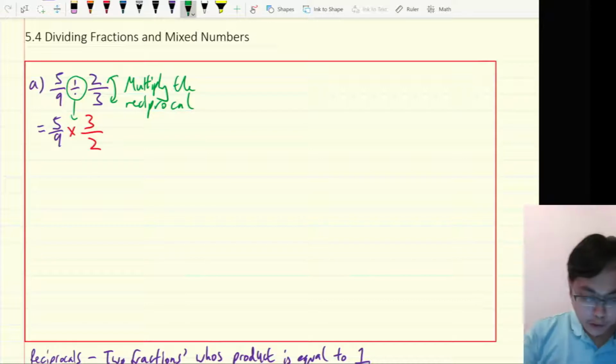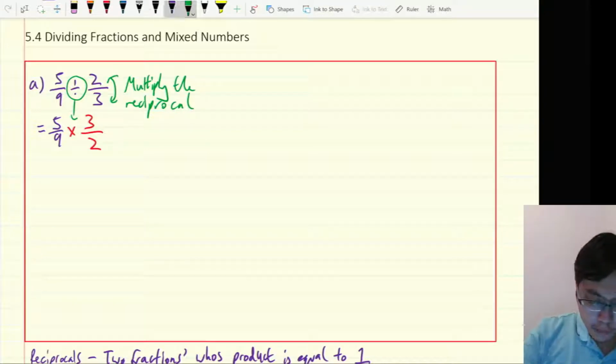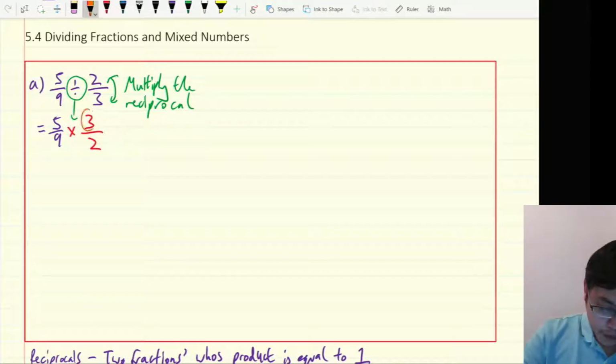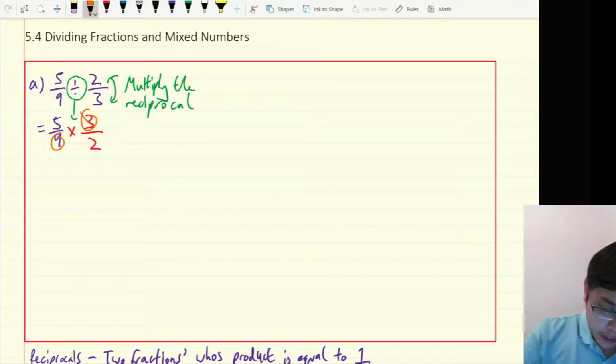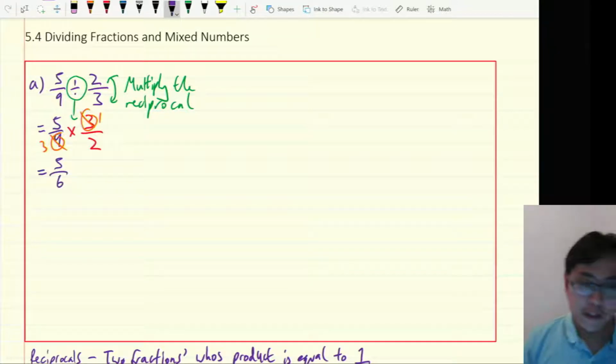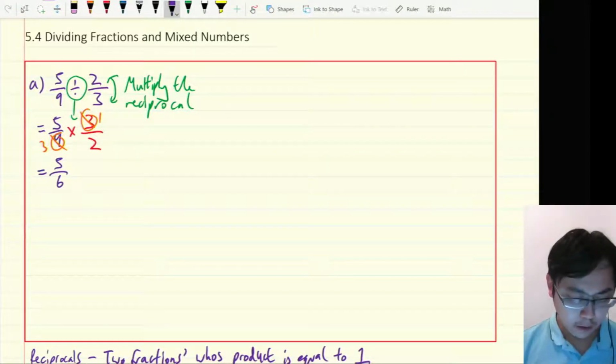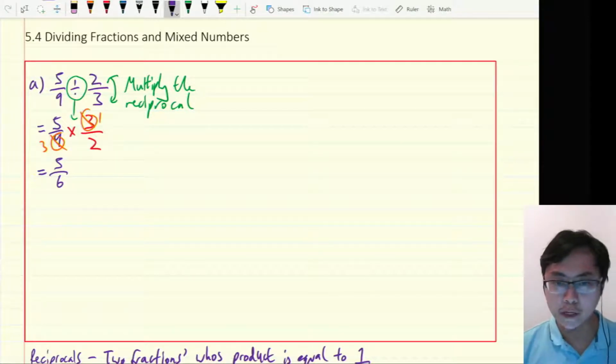Okay, so now that we have done this, there's a little bit of simplifying that we could do. 3 and the 9 both are multiples of 3, and so I can simplify this becomes 1 and this becomes 3, and so I have 5 over 3 times 1 over 2, and so we are left with 5 over 6, and that is the simplest form. Okay, so let's go into another example.